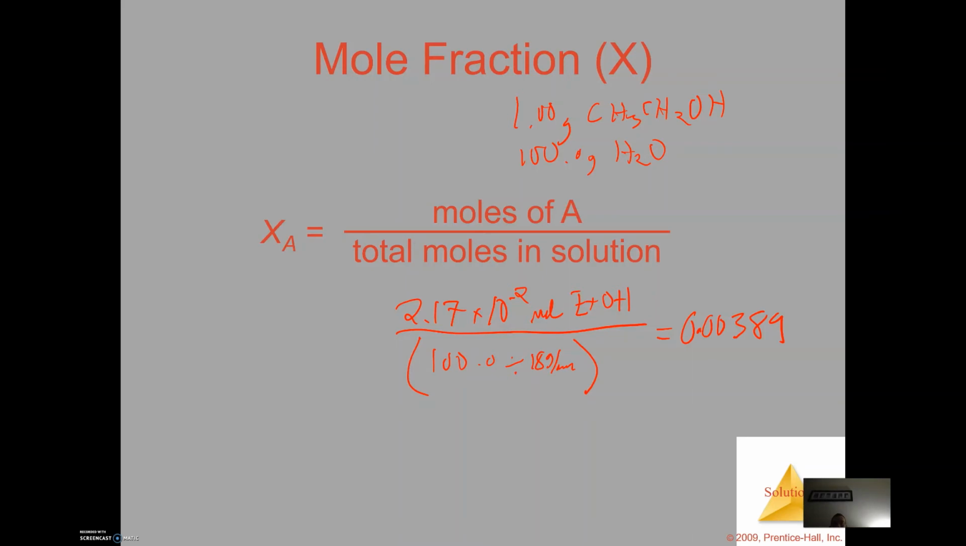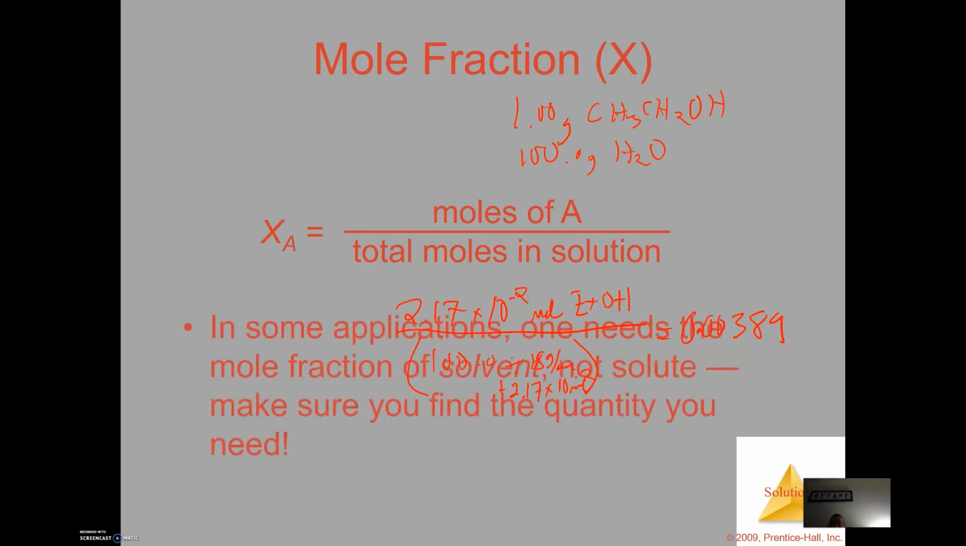Now you could figure out the mole fraction of water with respect to ethanol, where you just flip the things around. You'd have the moles of water on the top divided by the total moles of the solution. And so this needs to add in the 2.17 times 10 to the negative 2 moles of ethanol. So you do need the total moles in the solution.